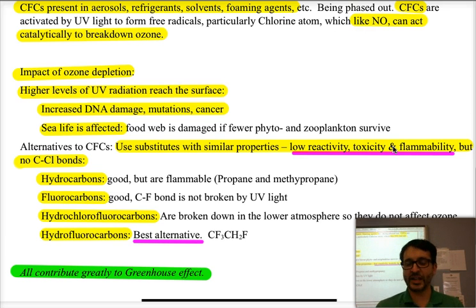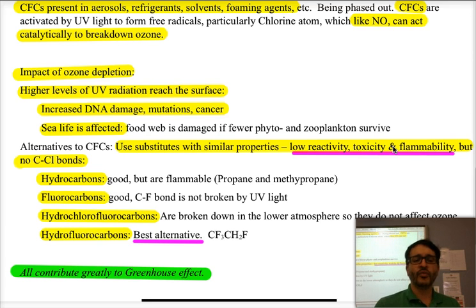Fluorocarbons, instead of having any chlorine, are completely fluorinated, so all of them are carbon-fluorine bonds. These are quite good, but they're very expensive. But the carbon-fluorine bond is not broken easily by ultraviolet light, so that's a good option.